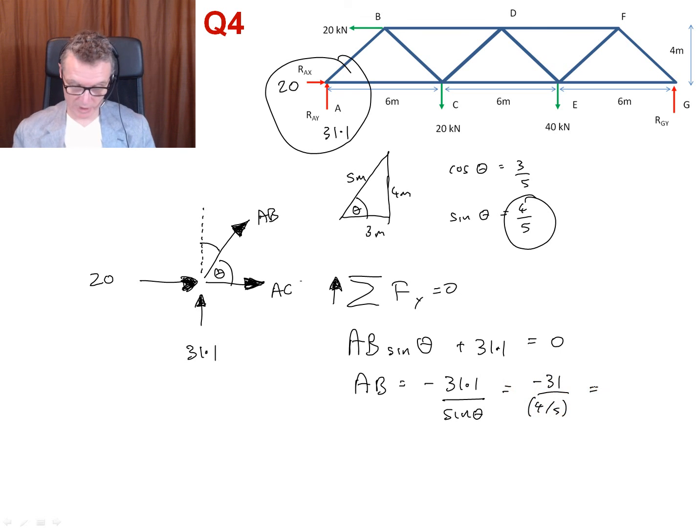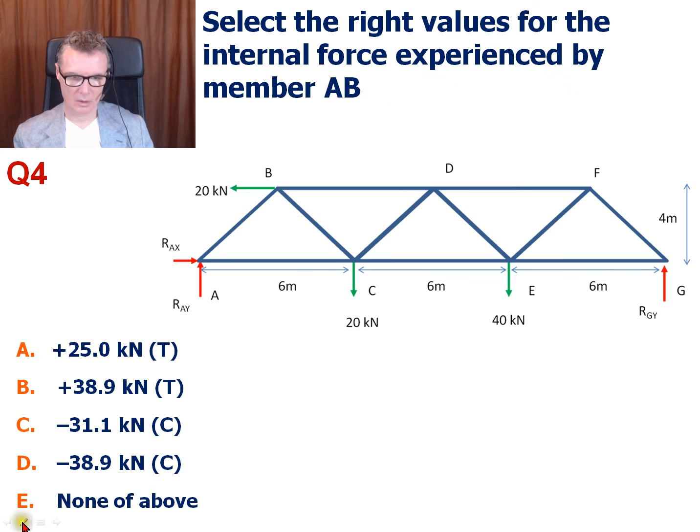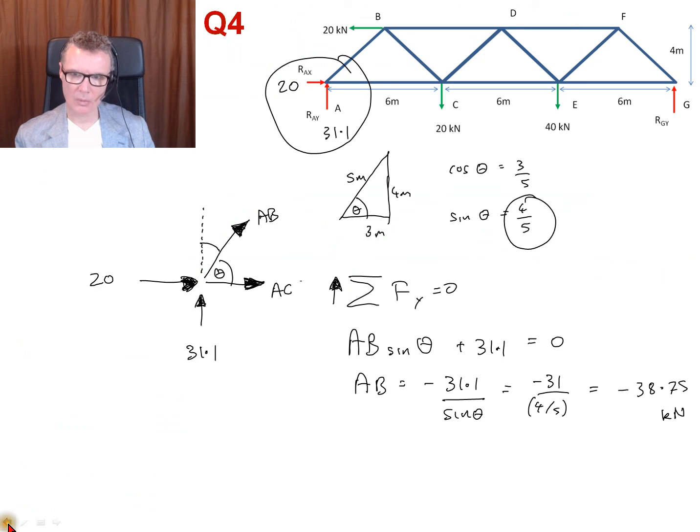And let's just stick that into your calculator, let your calculator do the work. Minus 31 divided by 4 divided by 5. And we're going to get minus 38.75 kilonewtons. So, does that match up with any of our answers? Not really. Okay, so I'm a bit out because I've rounded it down, haven't I? So it's actually, you have to put in 31.1111. So let's do that.